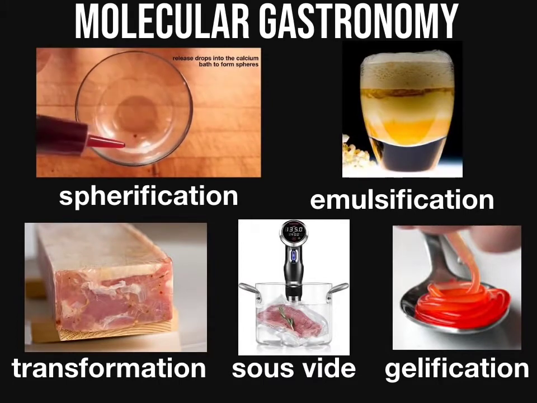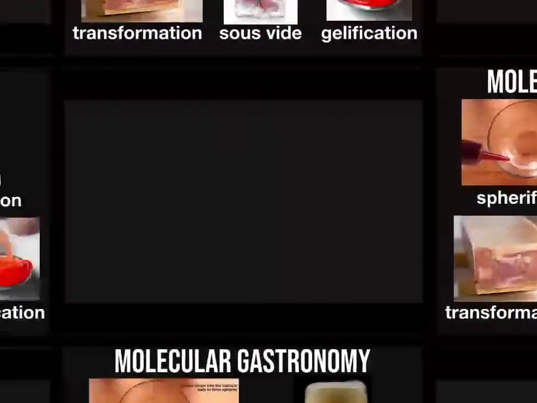Transformation uses transglutaminase, also known as meat glue, to put together all kinds of culinary results. And sous vide, as we just discussed, is a slow cooking method to cook food all the way through perfectly. Jellification, hydrocolloids using agar-agar create this gelling effect that has all kinds of results.